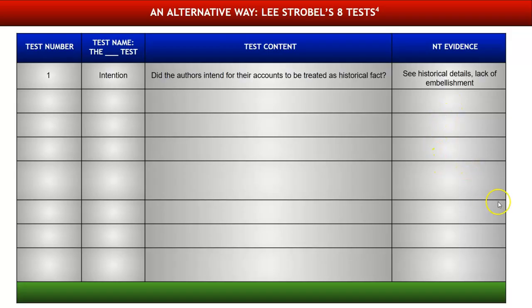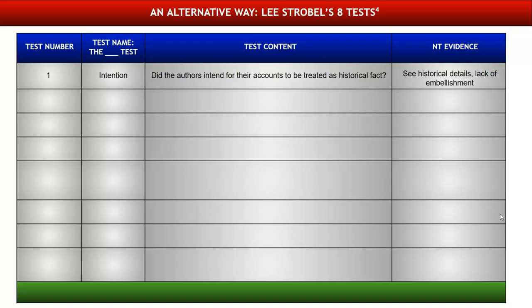Test number 1 is the intention test. It asks, did the authors intend for their accounts to be treated as historical fact? In the case of the Gospels, the answer is a resounding yes. The genre matches, including historical details about places and people in power. Generally speaking, the facts do not appear to be embellished, and the authors likely risked their lives to write what they wrote.